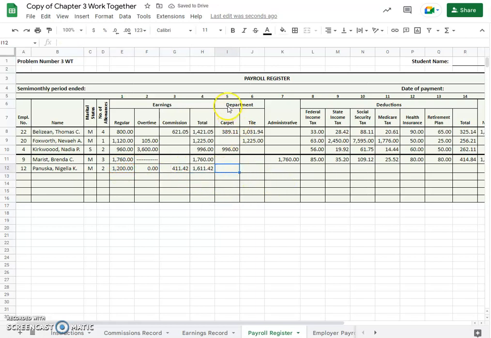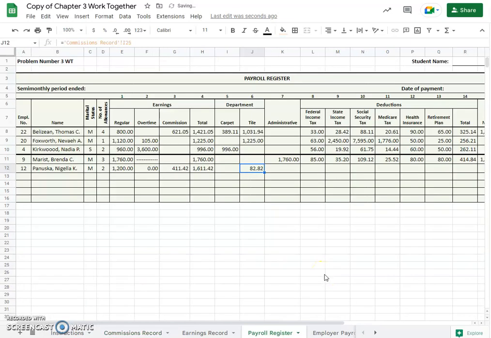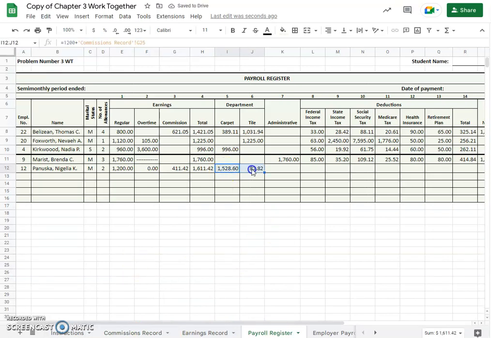Okay, so for now we have to split them departmentally. We know that the tile was just the portion of the commission, right? So we'll just click that. And carpet was $1,200 plus the commission for carpet. So if those 2 amounts add together, $1,611.42, to be this amount, we did it right. Okay. She should have had a 0 in administrative.